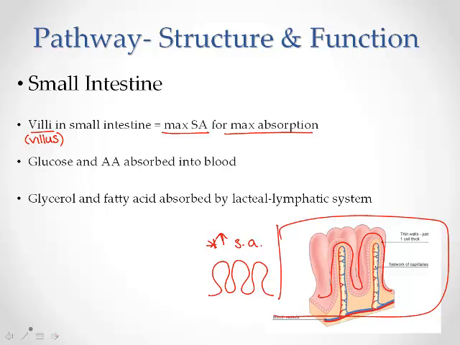And two things are going to be absorbed: glucose and amino acids. Glycerol and fatty acids are going to be absorbed in our lymphatic system, which we are going to go into further detail later. And for now, small intestine absorbing glucose and amino acids.